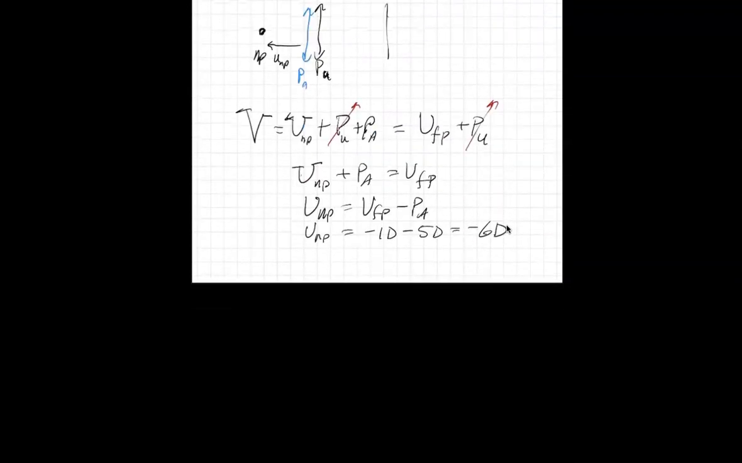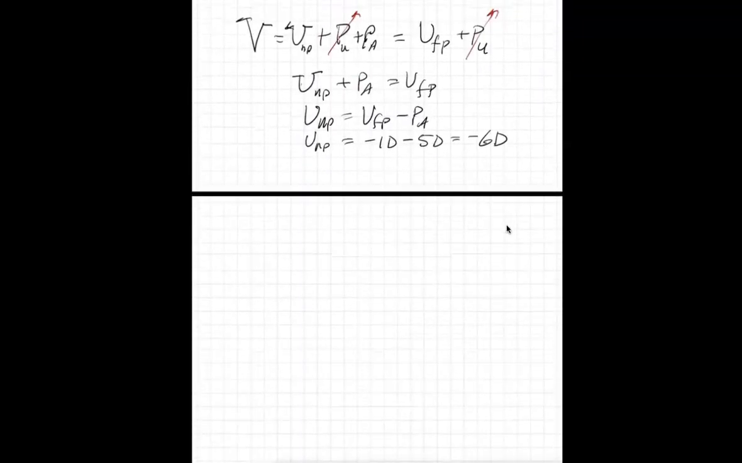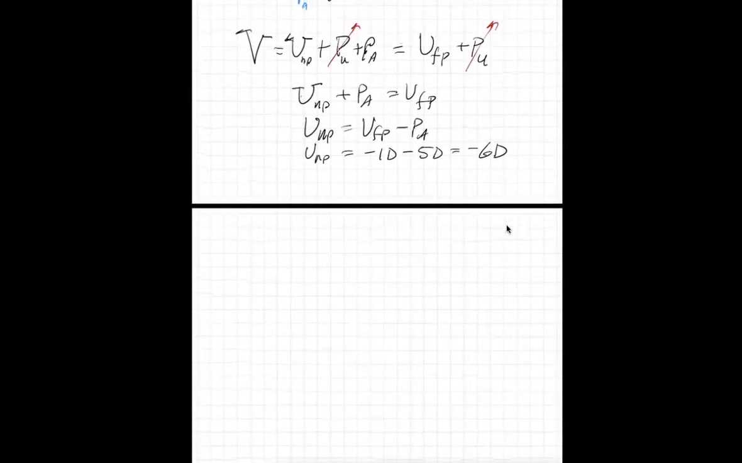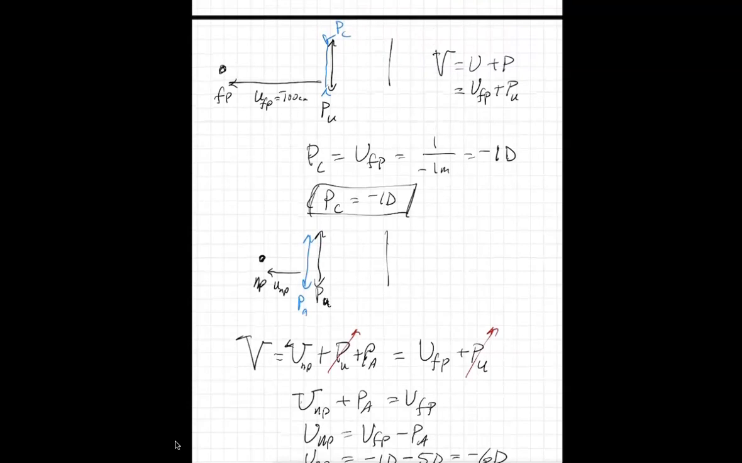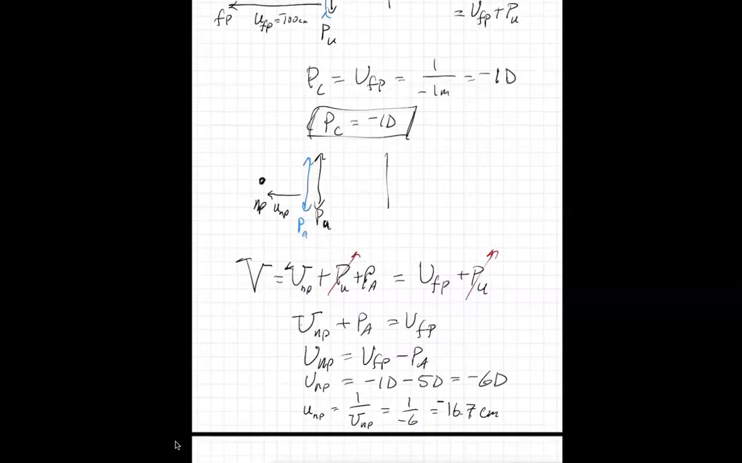And if we calculate the distance that goes along with that, the little u near point is just 1 over the vergence near point. So 1 over minus 6, which is 16.7 centimeters. Oh, negative. What is the negative telling me? Go back up here. The negative is telling us that it's an object distance, that it's measured from the lens to wherever the near point is, in the opposite direction that the light is traveling through the system.